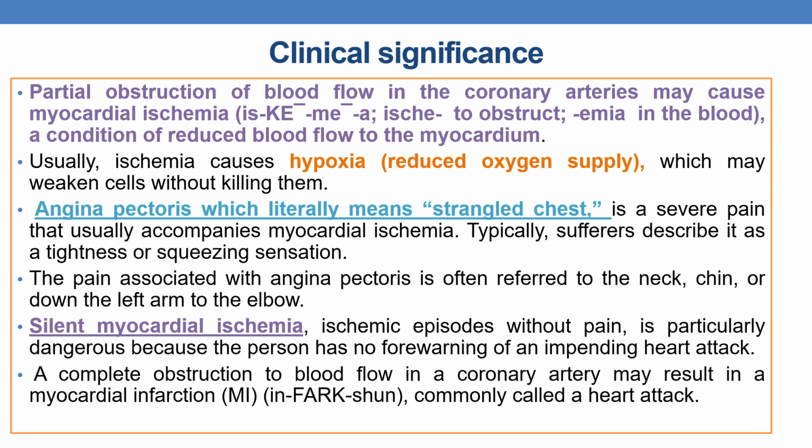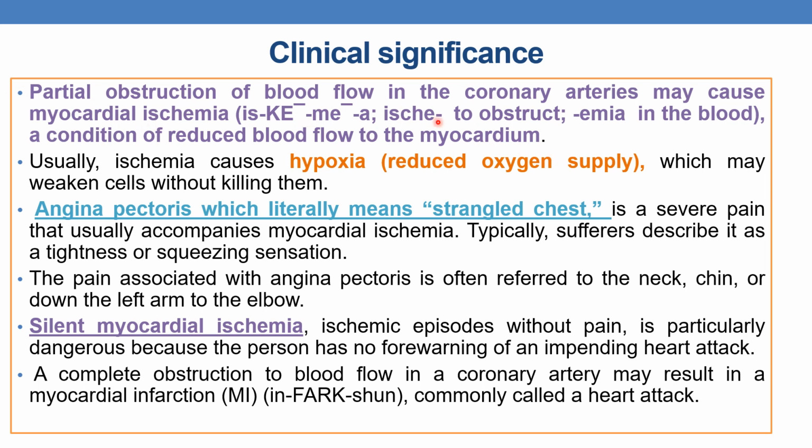Now coming to clinical significance. Here we will be discussing a few pathologies. Now we have discussed blood circulation. The partial obstruction of blood flow in the coronary arteries can cause myocardial ischemia. Ischemia is nothing but obstruction to blood flow. Ischemia means to obstruct, and emia is related to blood. So ischemia is obstruction to blood flow.